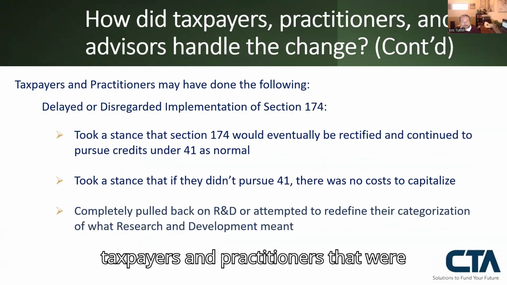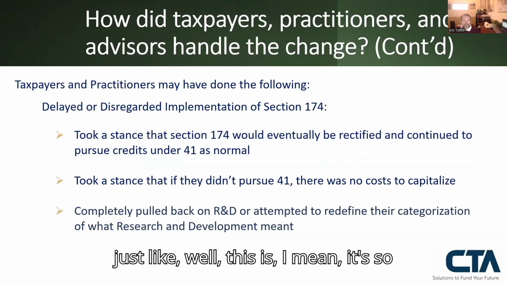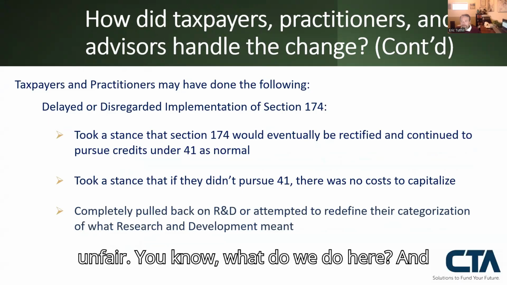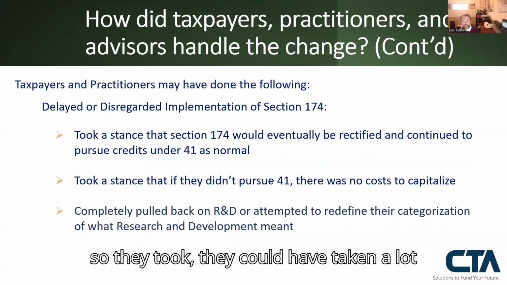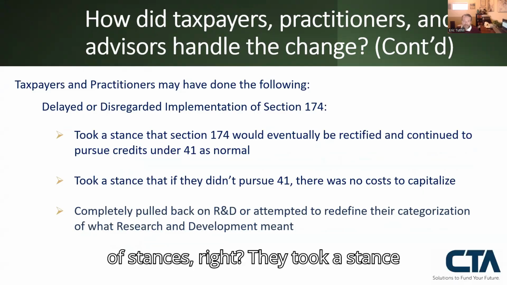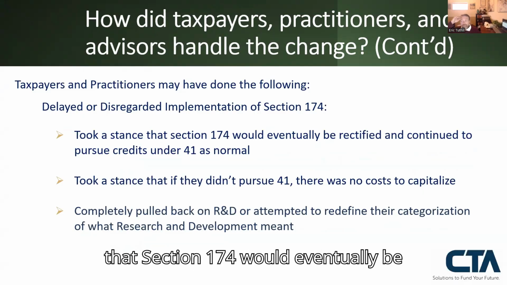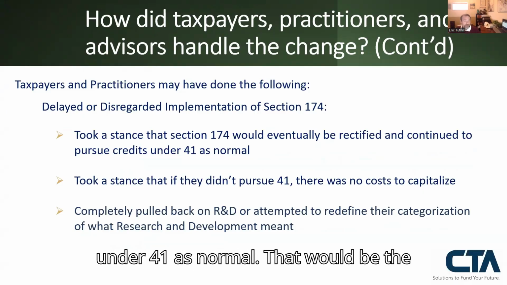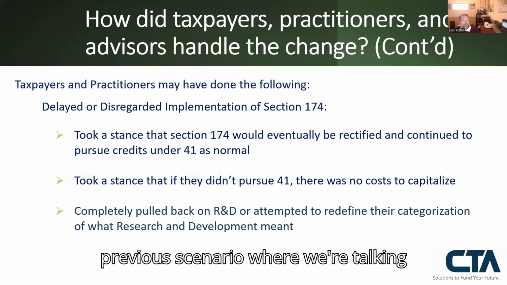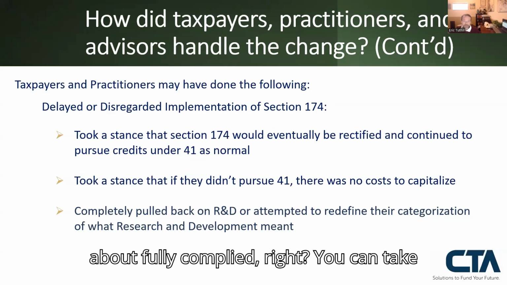Then we also had taxpayers and practitioners that were just like, well, it's so unfair. What do we do here? And so they could have taken a lot of stances, right? They took a stance that Section 174 would eventually be rectified and continue to pursue credits under 41 as normal. That would be the previous scenario where we're talking about fully complied, right?